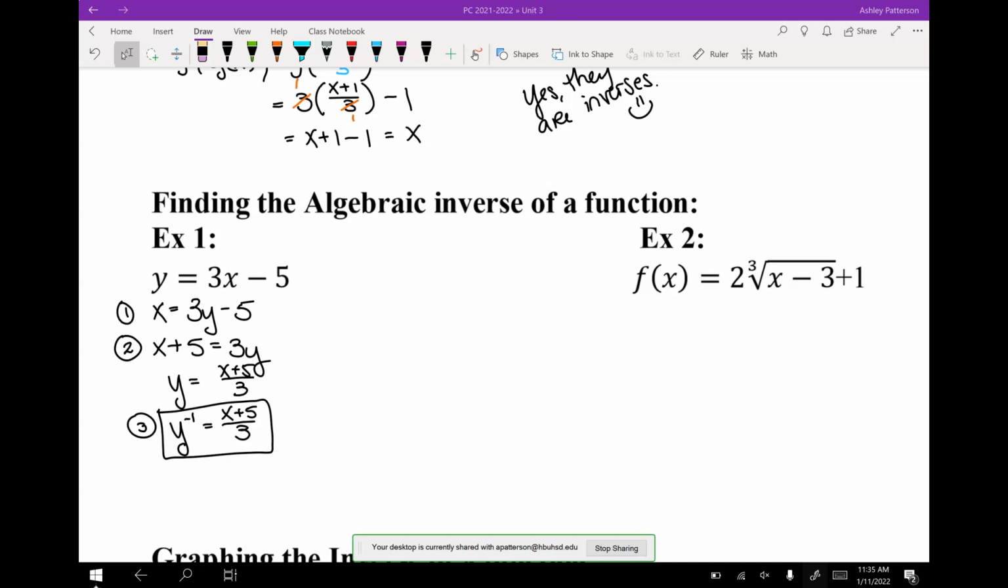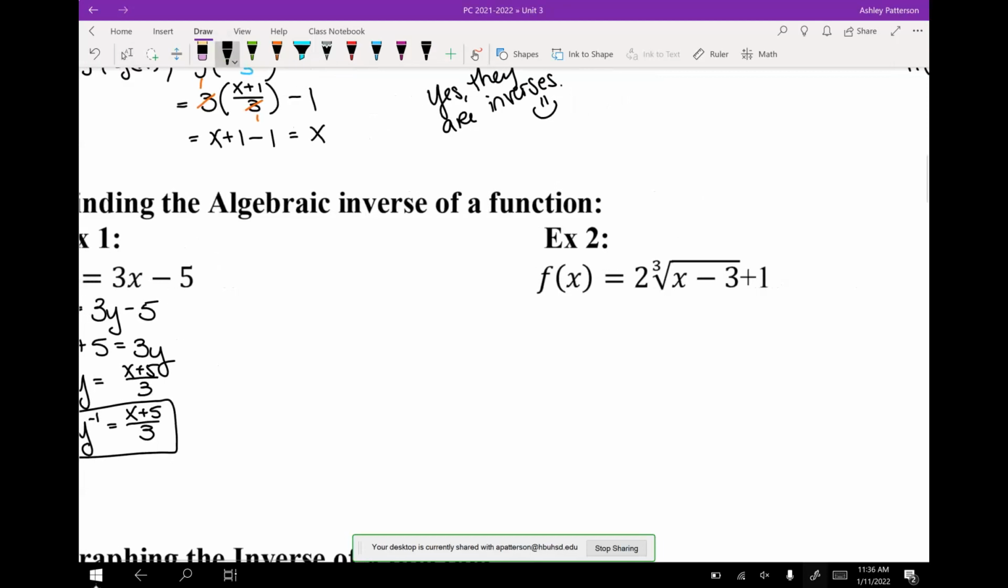Yeah, and this happens a lot. F of x represents our output. It's a function of x. So first thing you might want to do, if that is a little uncomfortable or weird for you, is to rewrite f of x as y. And then, yes, as you told me, we switch the x and y. Nice job, everyone. So x is equal to 2 times the cube root of y minus 3 plus 1.